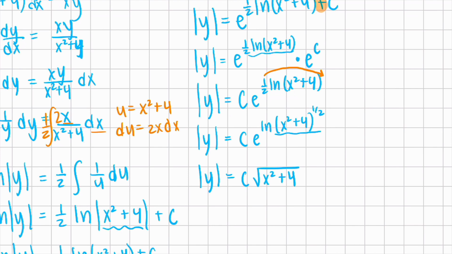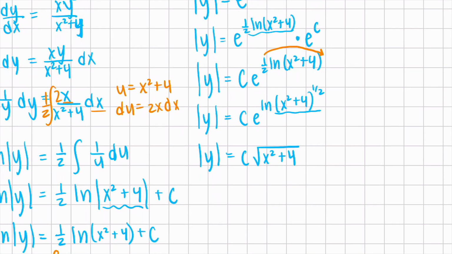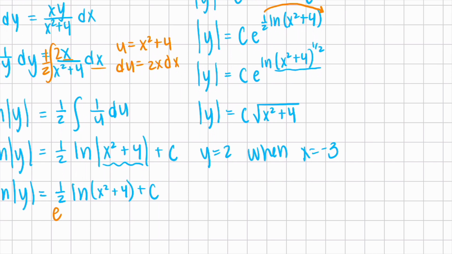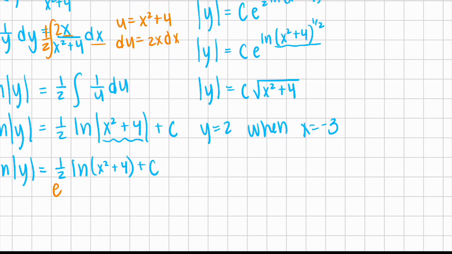So we know that, what did they tell us? They said y equals 2 when x equals -3. Now we do still have the absolute value around the y. We will deal with that after we find our c. But I'm going to plug in 2 and negative 3. And let's solve for c.